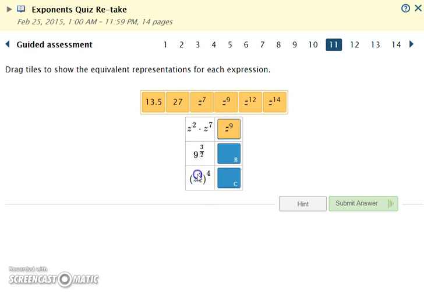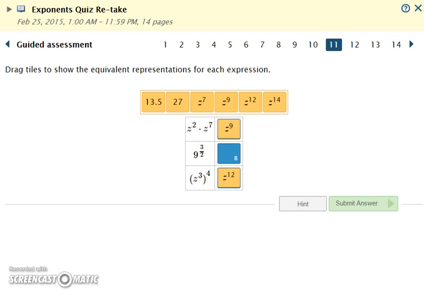When I'm raising a power to a power, in other words, when you see a parenthesis, you distribute the 4 to the 3. 3 times 4 is 12. Okay, so here you're adding the exponents. The rule for multiplying two powers is to add the exponents. The rule for raising a power to a power is to multiply the exponents.